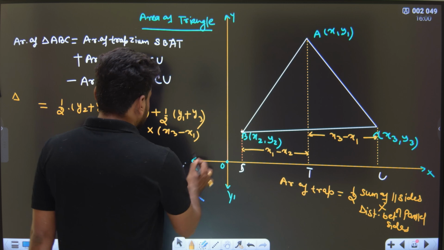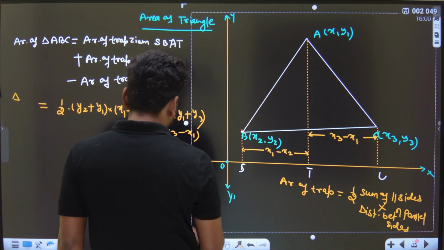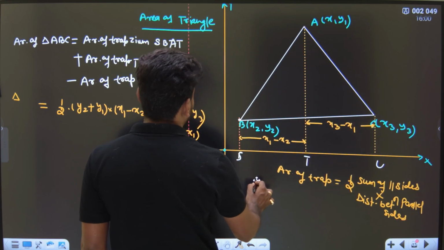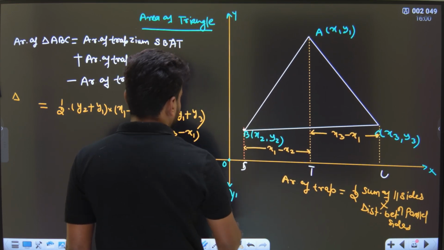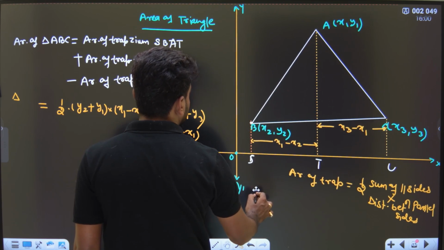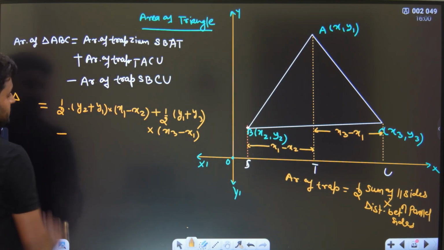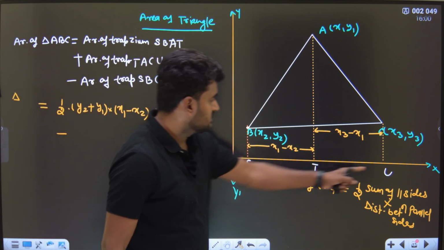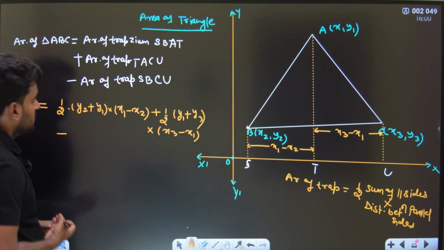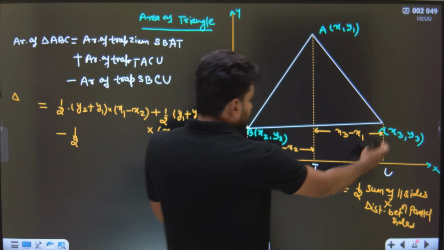And finally, we got these two trapezium. Okay, now what I will do, I will separate the trapezium BSUC. So the area of trapezium BS, I will write the sum of parallel sides.